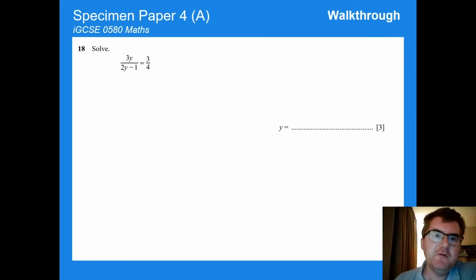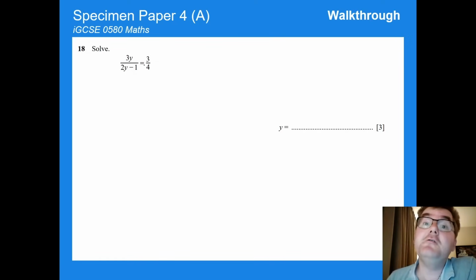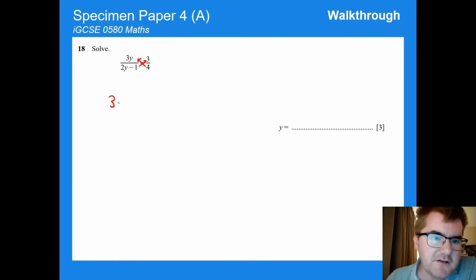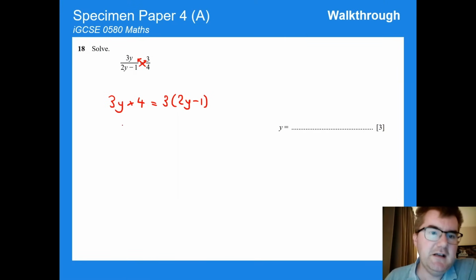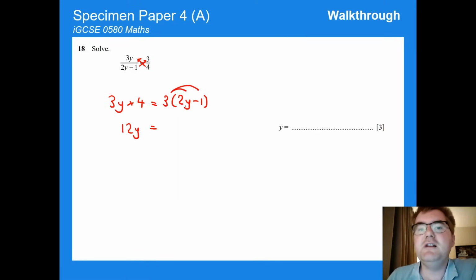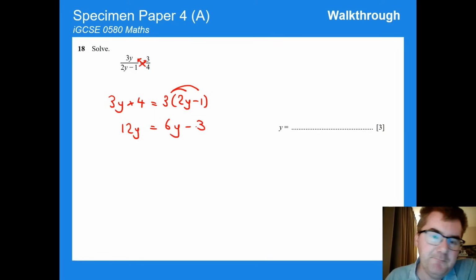Okay, a bit of equation solving, question 18. As soon as I see 2 fractions with an equal sign, I'm thinking of cross multiplying. So I'm going to cross multiply here. So we have 3y times 4, let's just write this out, is equal to 3 times 2y minus 1. 3y times 4 is 12y. Now we have some expanding brackets. So 3 times 2y is equal to 6y. 3 times minus 1 is minus 3. And we're getting there.